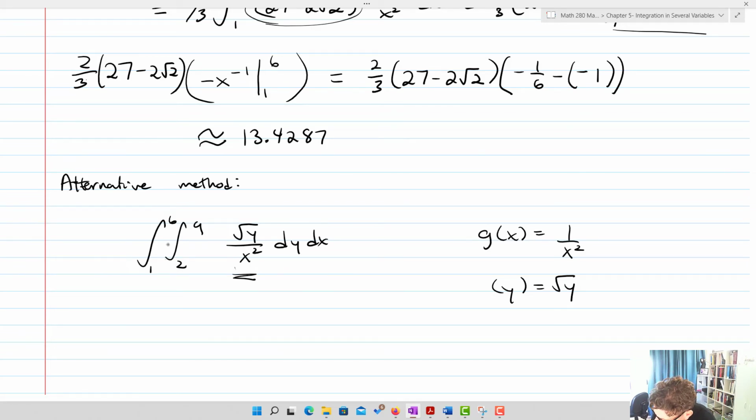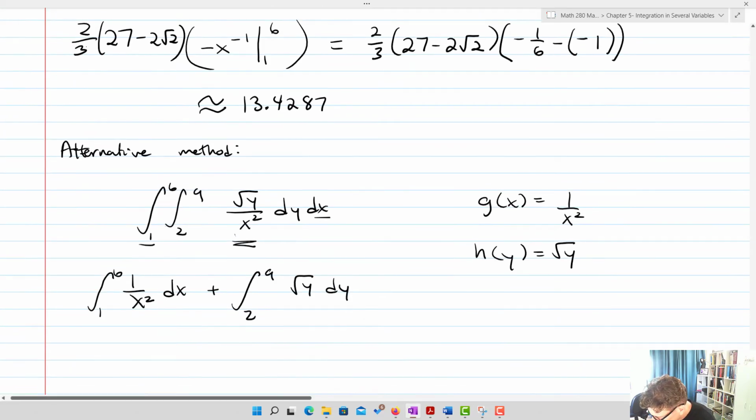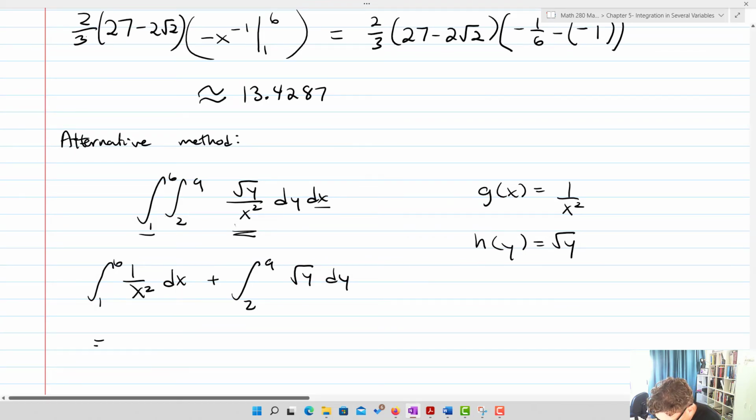Excuse me, we'll call this h of y. H of y equals the square root of y. That means that we can actually separate out the x's, so we can make this 1 over x squared from 1 to 6. We've got the integral from 1 to 6, 1 over x squared dx, times the integral from 2 to 9 of the square root of y dy. Remember it was times.